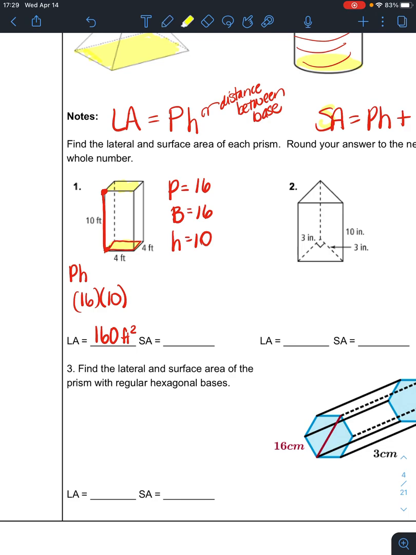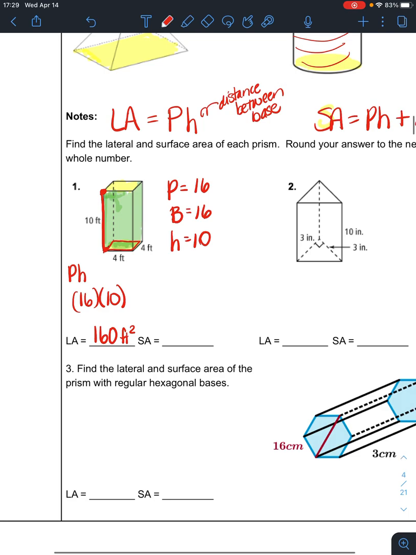Okay, so let's be clear. My lateral area is all this green part. Okay, now I know it's covering up the bottom, but it's all of that green part, okay? It's the sides of it. And then my bases are going to be the top and the bottom.